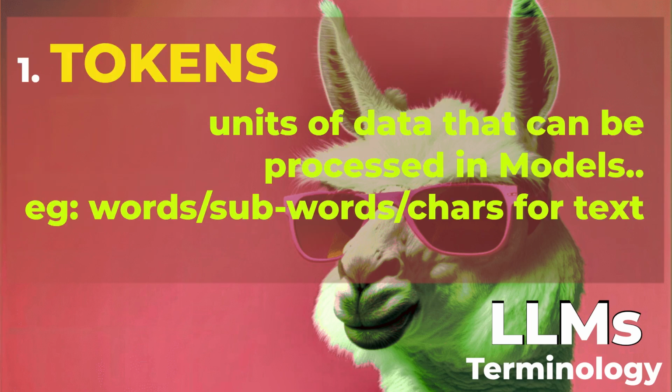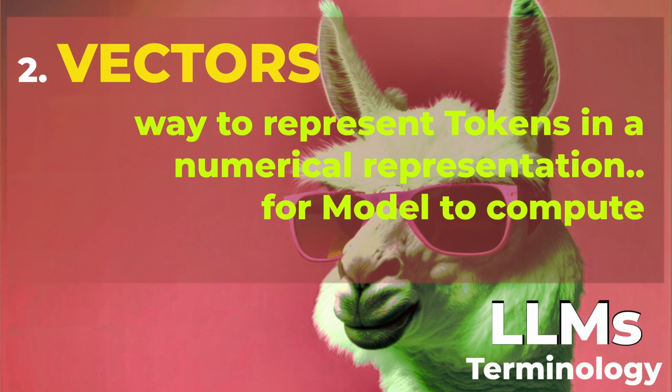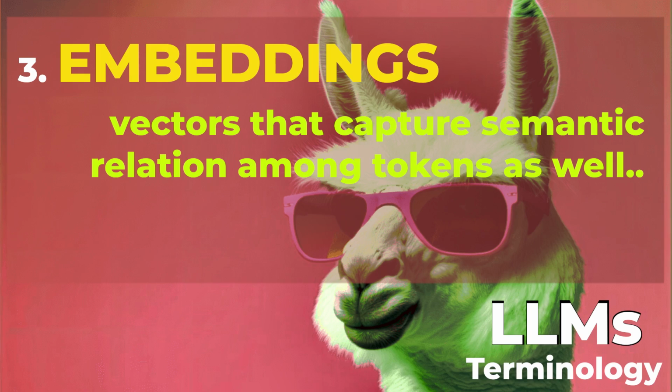First, tokens. Tokens are basic processable units of data that can be processed in models. For text, it would be a word, subwords, characters can be tokens. Second, vectors. Vectors are a way to represent tokens in numerical representations, so they can be used as input for mathematical algorithms used to train ML models.